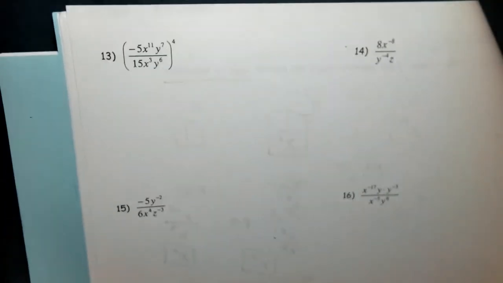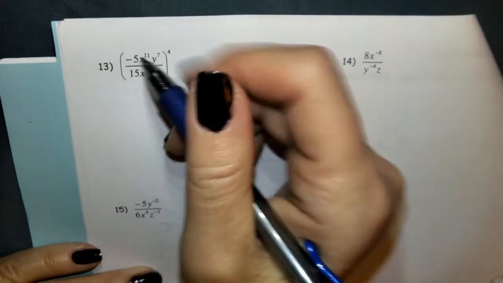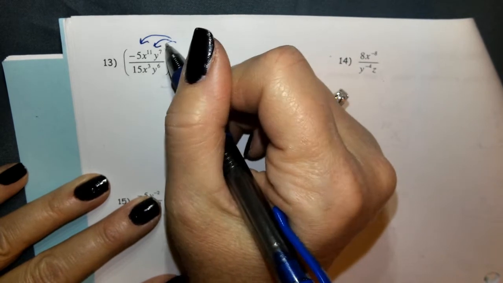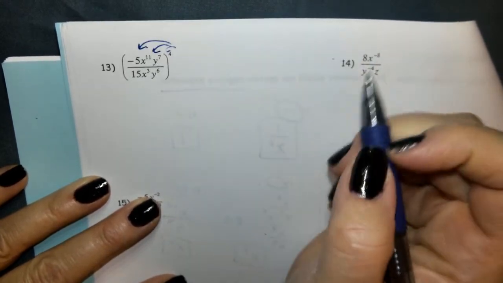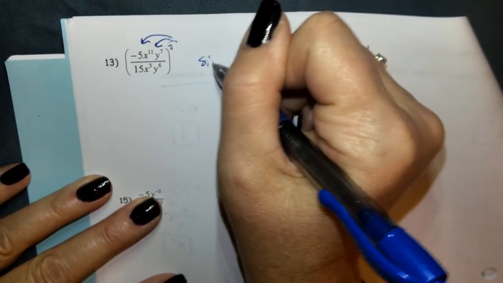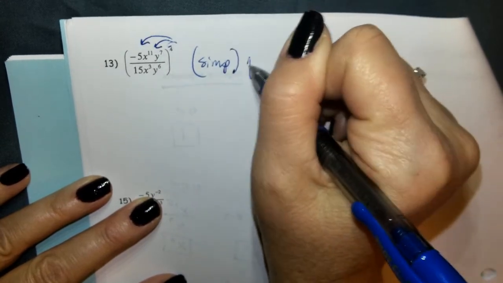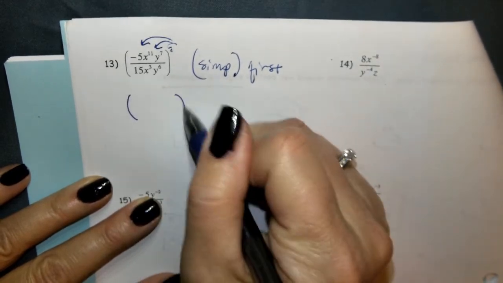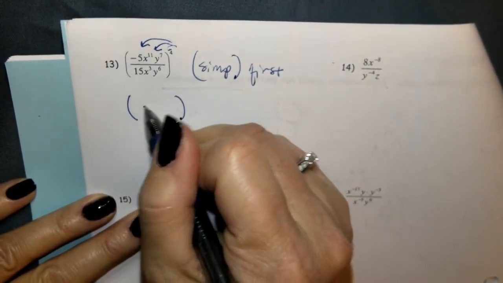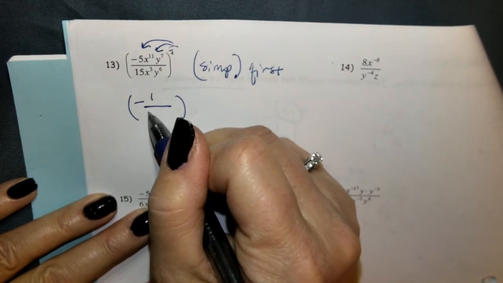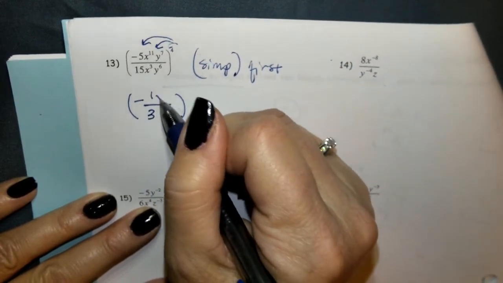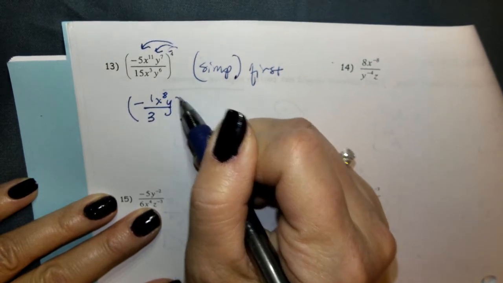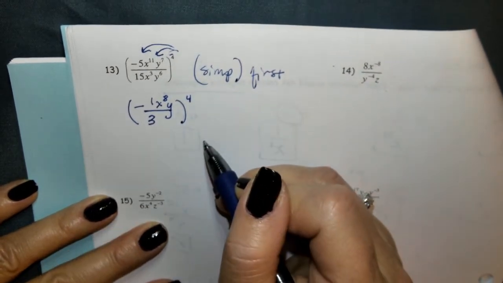All right. So now this is a lot. You're basically, remember, distributing, so to speak, to all these things. But what I would do here is simplify the parentheses first before I raise it to the fourth. So by that I mean I'm going to take negative 5 over 15, which is negative 1/3, x to the 8th, y to the first, and then raise it to a fourth.